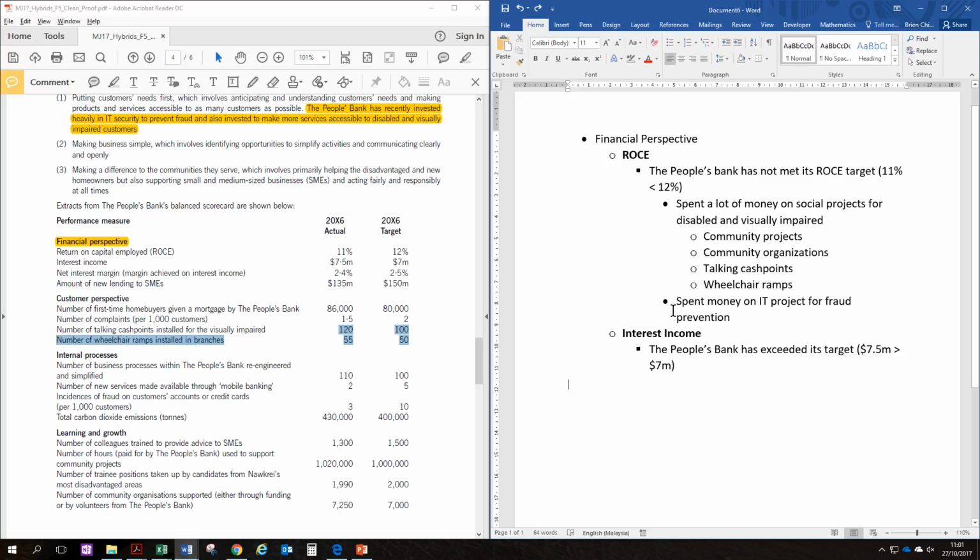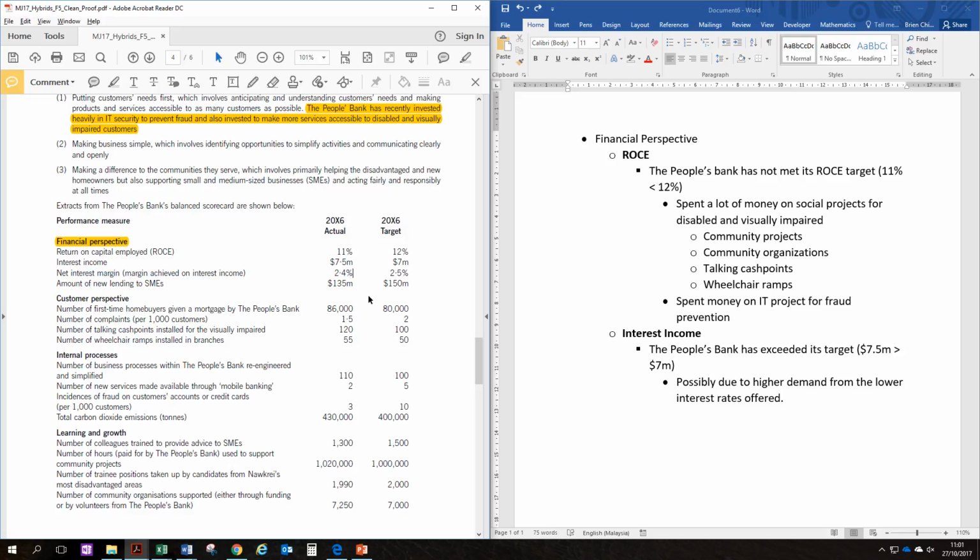The next item that we have is the interest income, which is over here. Again, stating the obvious, the People's Bank has exceeded its target. 7.5 million is larger than 7 million. The reason why could be from the net interest margin over here. As you can see, the net interest margin offered by the People's Bank is 2.4%, and the target is 2.5%. So that means the loans from the People's Bank are cheaper than expected. So that could lead to higher demand, cheaper loans, more people want to borrow. So that might have led to elastic demand and you have a higher interest income.